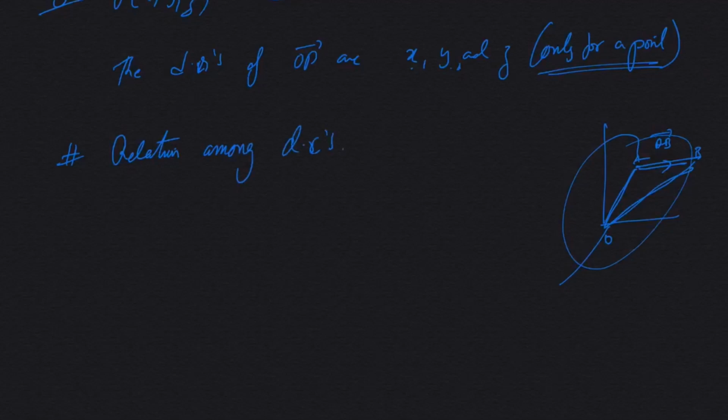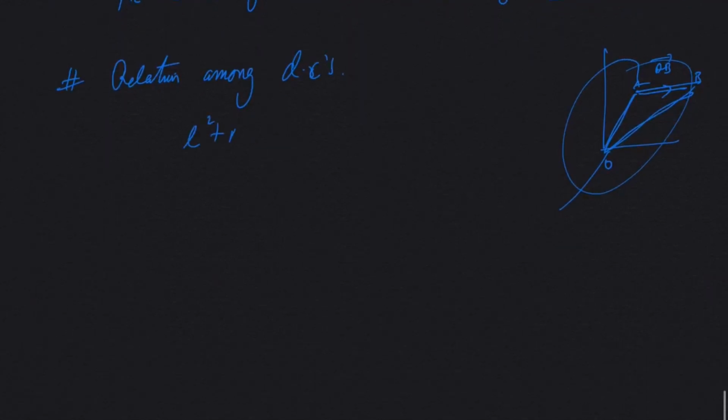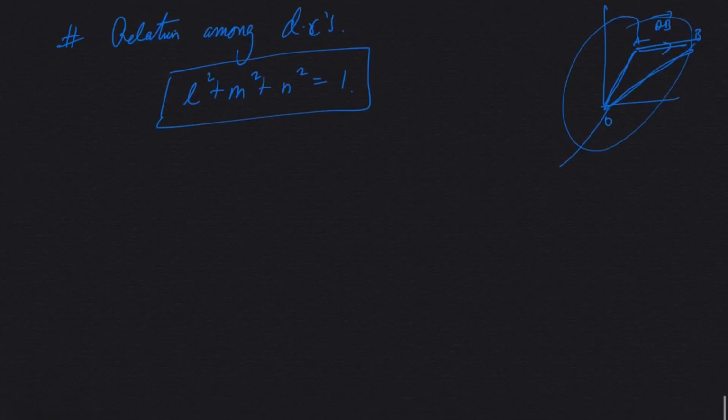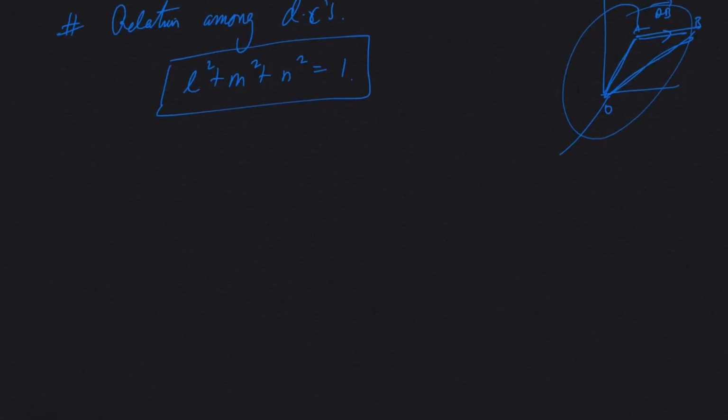l square plus m square plus n square equal to 1. I will not go for the proof of this. It is quite simple, but we will not go for the proof. But let me just give you in short: the direction cosines are x by r, where r means magnitude, we have learned that, m is y by r and n is z by r.